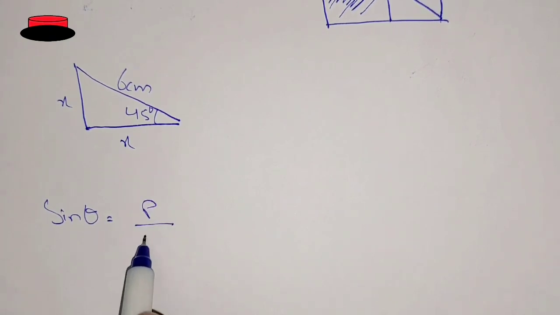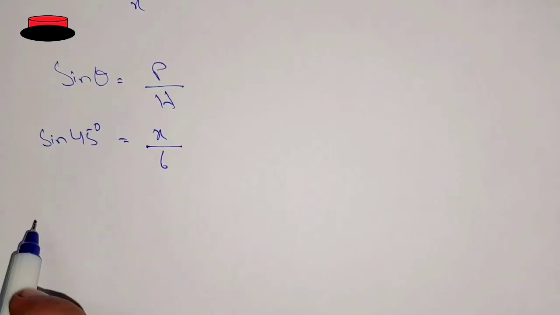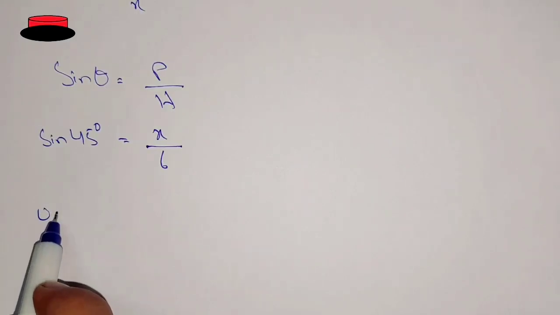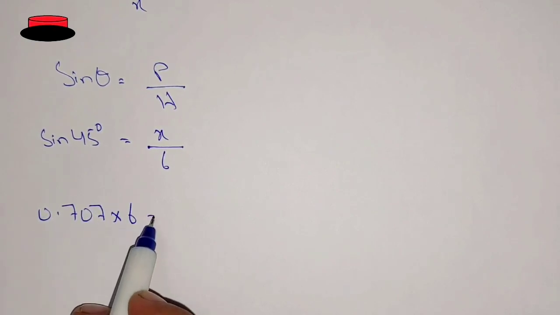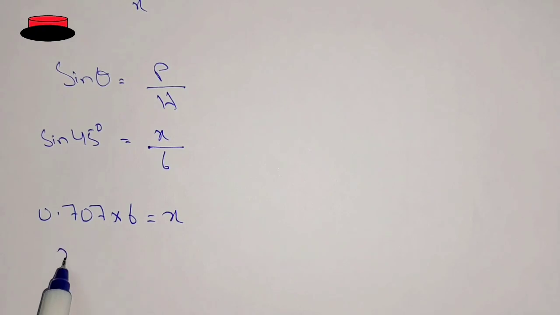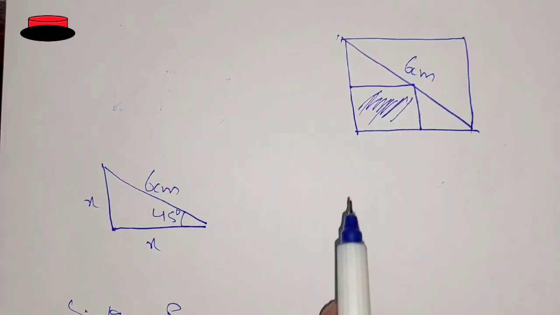We know that sine theta is equal to perpendicular over hypotenuse. So perpendicular is x divided by the hypotenuse, that is 6 centimeters. So sine 45 degrees is 0.707 multiplied by 6 equal to x. So the value of x will be 4.242.